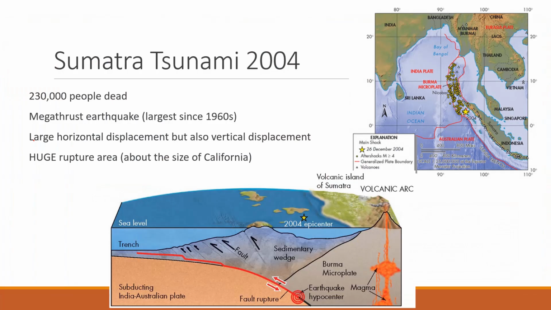Sumatra tsunami 2004. More than 200,000 people died. It was a megathrust earthquake, which was the largest since the 1960s. There was a large horizontal displacement, but also massive vertical displacement. The rupture area was about the size of California. It was a huge rupture area.